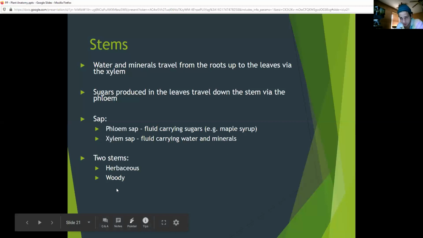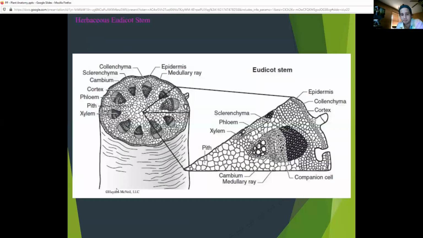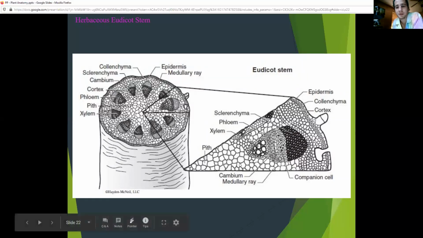But woody stems are going to be in your longer lived eudicots that are going to build up tissue year after year. So let's take a look at an herbaceous eudicot stem. So real quick, here's our line drawing of this. Most of this is not going to be terribly important for the practical.